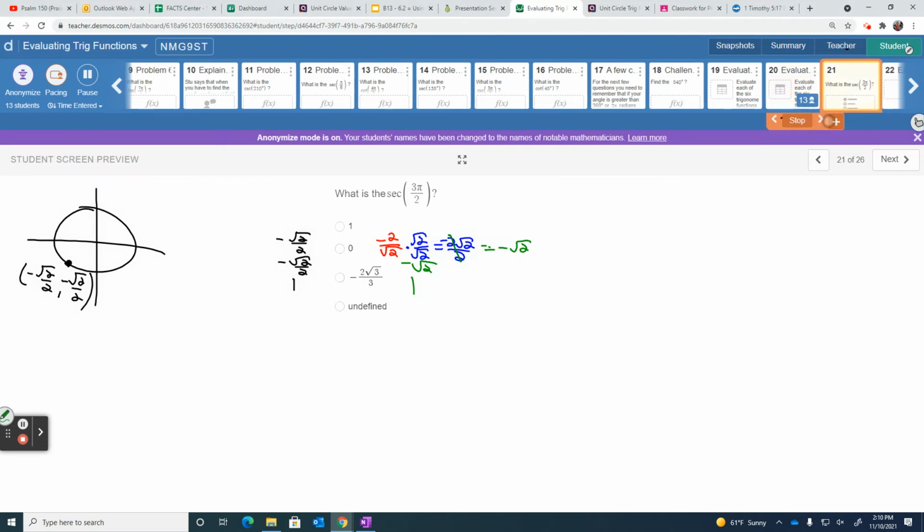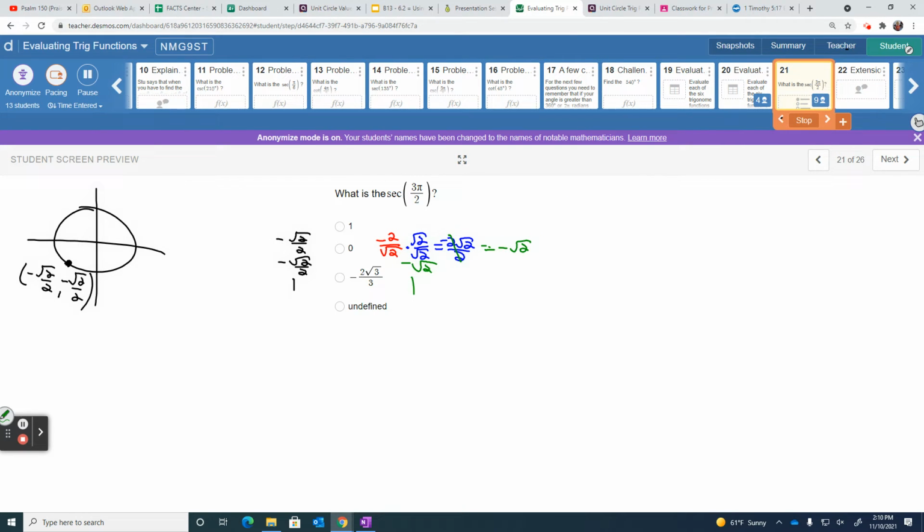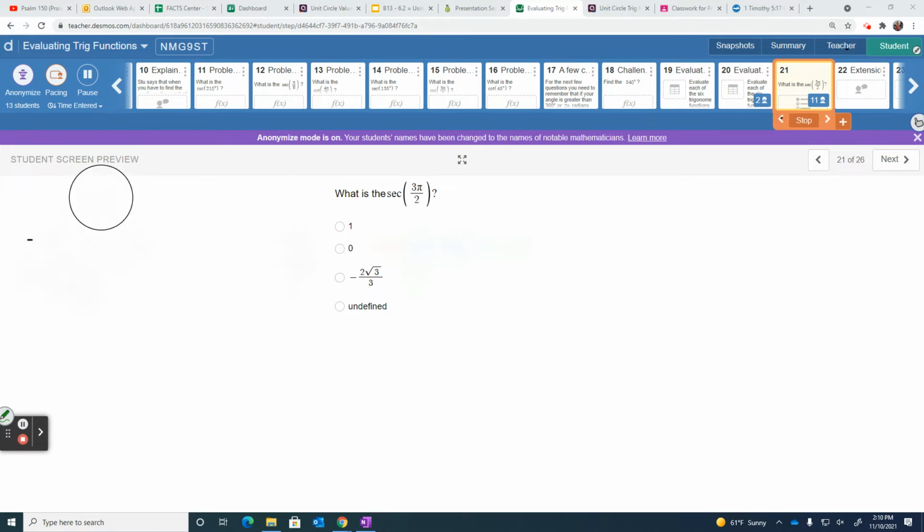All right, now I've got one more challenge for you. This is a multiple choice question. Figure out where 3 pi over 2 is and what the secant of that is. Don't say the answer aloud when you get it. Just select one of the 4 options there.